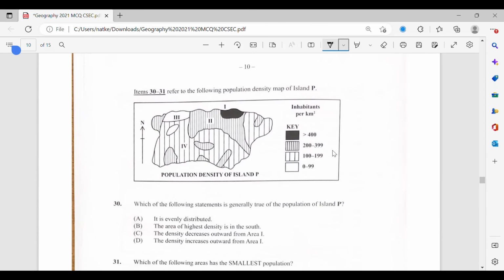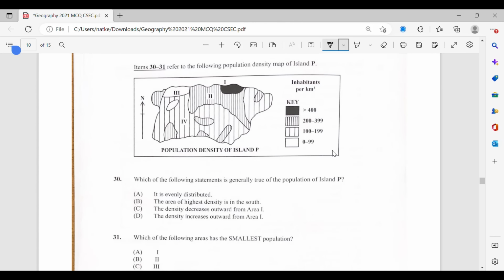Now to our final question before we take a break, and then you can watch this and we prepare for part 2, is number 30. So items 30 to 31 refer to the following population density map of island P. Which of the following statements is generally true of the population of island P? So let us look. A, it is evenly distributed. No, we're not seeing that. Let me explain the diagram first.